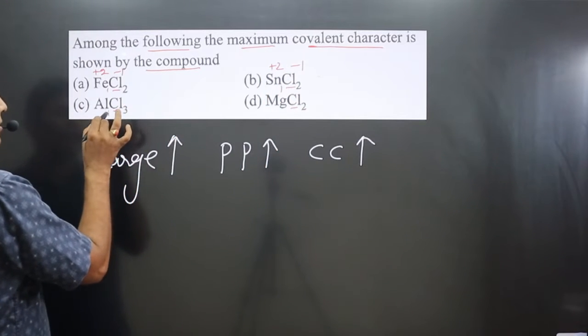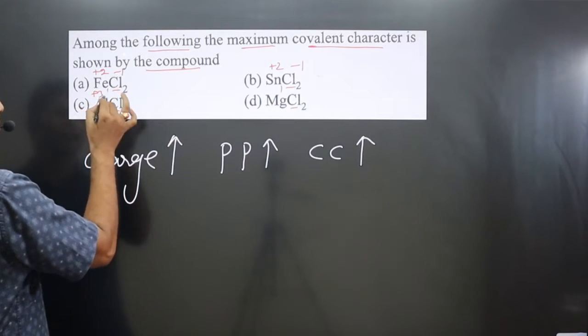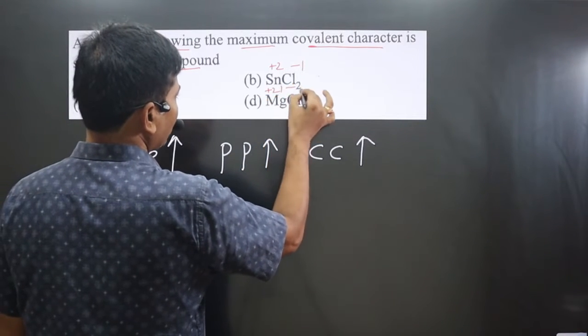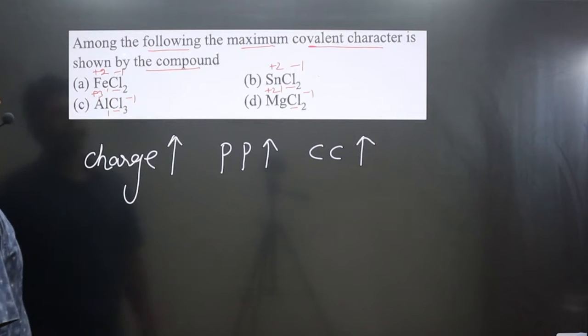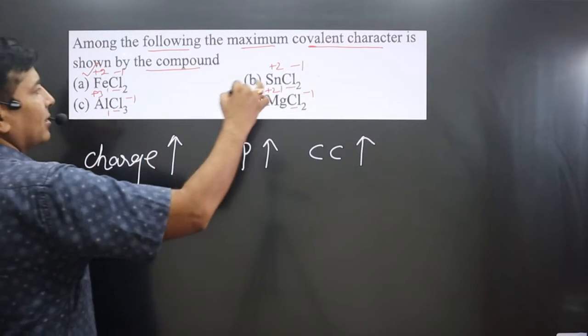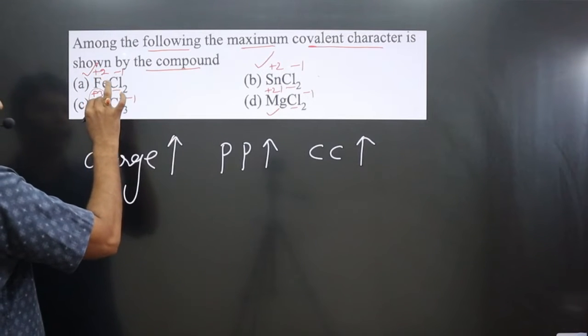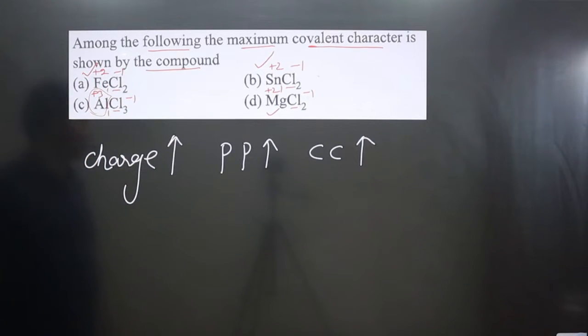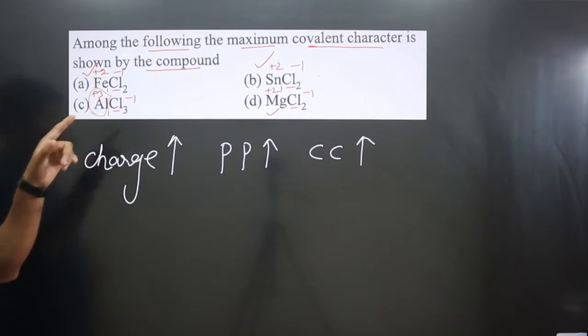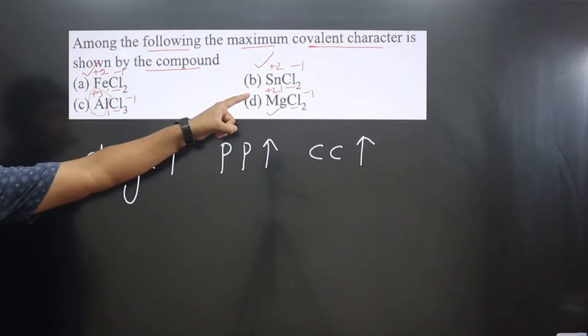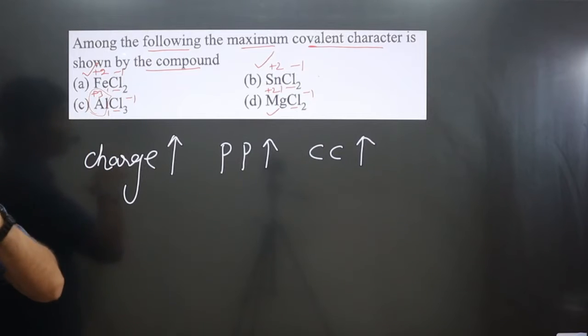Here we have 1 aluminum, 3 will go on the left side, 1 will go on the right side. So aluminum 3 plus. In this case Mg 2 plus, Cl -1. So iron 2 plus, tin 2 plus, magnesium 2 plus. But in this case we can see we have aluminum 3 plus. Highest charge is there. In the remaining cases we have 2 plus, 2 plus, 2 plus. In this case we are getting +3.